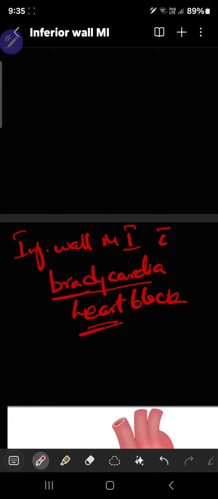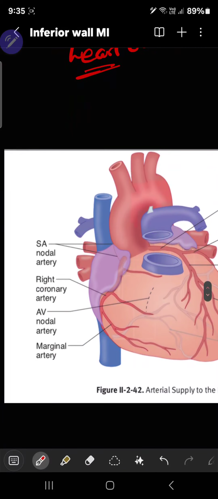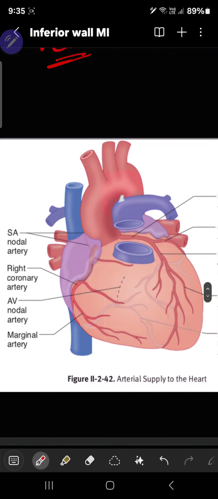There is one more ECG, one more variant of inferior wall MI, which is called inferior wall MI with bradycardia, and in this bradycardia there will be heart block. Before that, I'll explain the arterial supply of the right coronary artery.